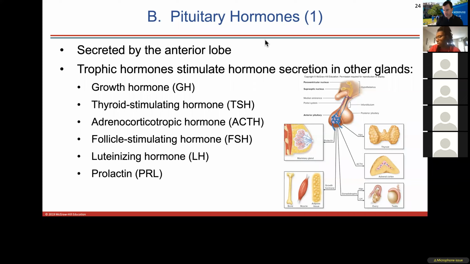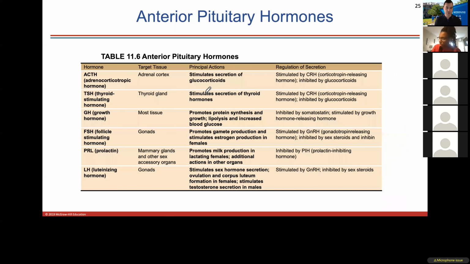Luteinizing hormone acts on reproductive organs as well. It's given a different name now in males: interstitial cell stimulating hormone. I'm not going to ask it. I didn't even put it on the exam. We'll just keep it as luteinizing hormone for everybody right now. And then prolactin, as you can kind of see, is primarily involved with the development of breast tissue and milk.